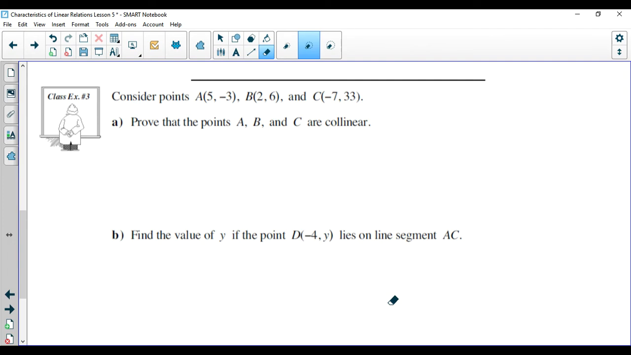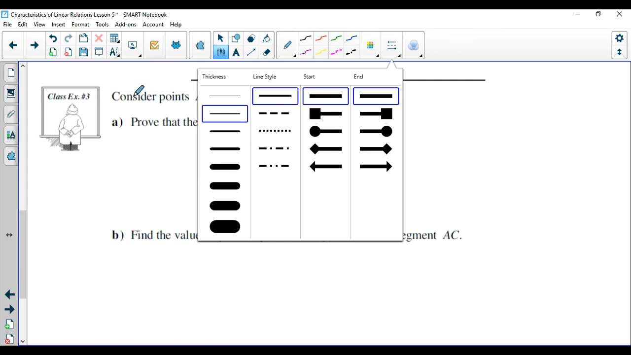Okay, so here's how you would need to do this. I would need to calculate what is the slope of line segment AB, the slope of line segment BC, the slope of line segment AC, and if they're all identical, then I can conclude that they fall in the exact same line. If they all have the same slopes, then that means they're all part of the exact same line. Okay, so let's do these calculations.